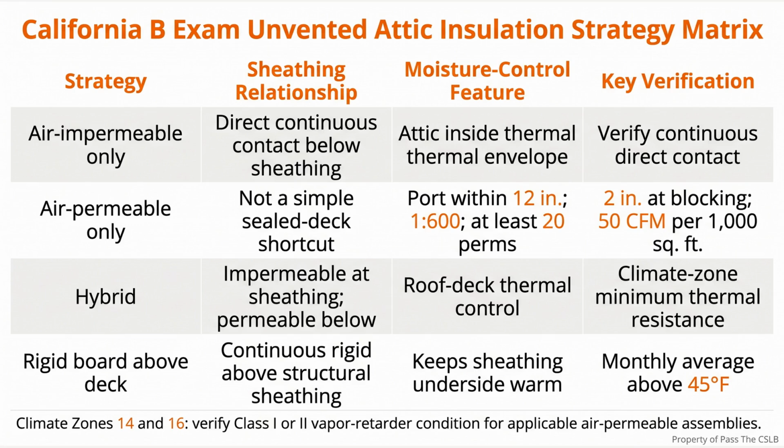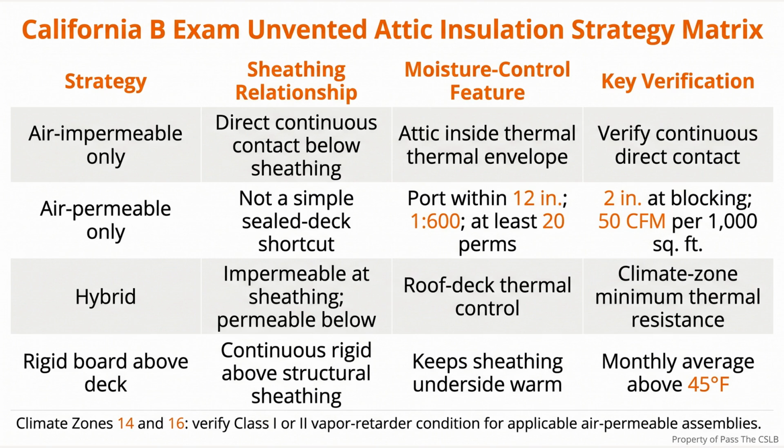The decision matrix separates 4 reported strategies. The first is air impermeable insulation only, directly against the underside of the sheathing. The second is air permeable insulation only, which carries additional requirements rather than functioning as a simply sealed cavity. The third is a hybrid, with air impermeable insulation against the sheathing and air permeable insulation below it. The fourth uses sufficient continuous rigid insulation above the roof deck with air permeable insulation below.